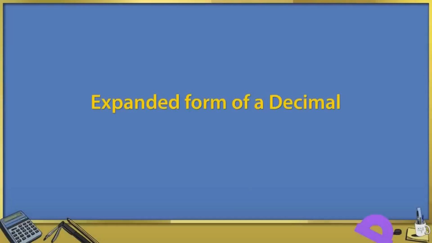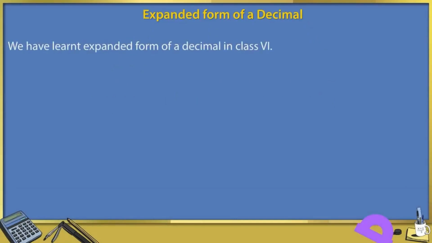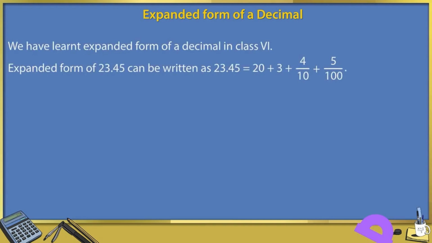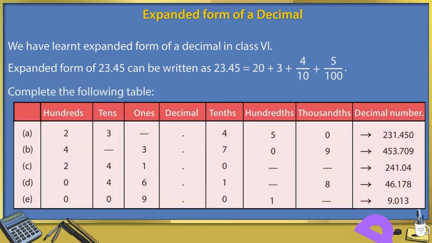Expanded form of a decimal. We have learnt expanded form of a decimal in class 6. Expanded form of 23.45 can be written as 23.45 is equal to 20 plus 3 plus 4 by 10 plus 5 by 100. Complete the following table: hundreds, tens, ones, decimal, tenths, hundredths, thousandths.